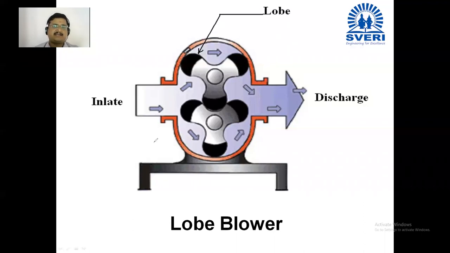Yes, many people are there in the classroom. Who will tell why lobe type and this vane type of the compressor is known as a rotary compressor? I need an answer. Anybody from you, you can unmute and answer it. Who will answer this?